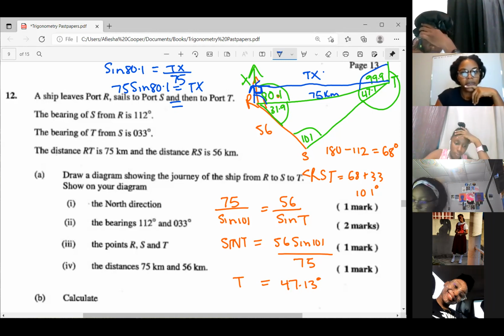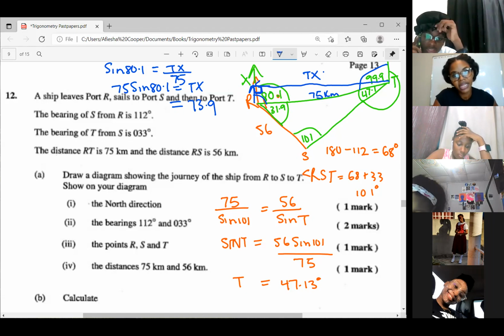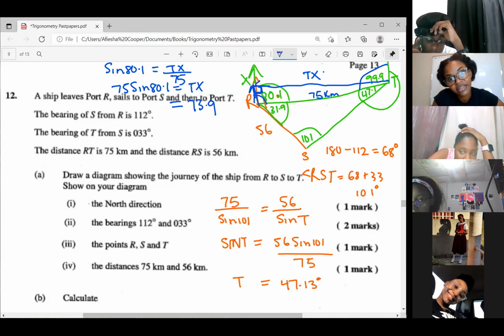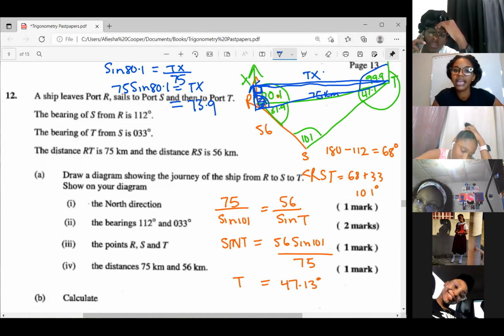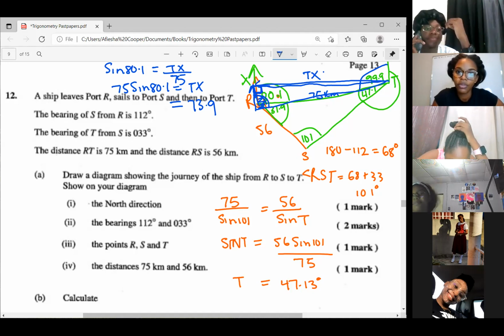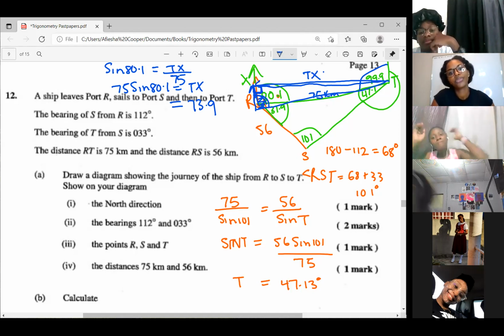How much would this be? 73.9. So just confirm it. T goes all the way out to X, which is creating a right angle triangle like this, right? So this is the straight line. This is the hypotenuse line. And we have 80.1 as this angle here. And we can use opposite and hypotenuse.